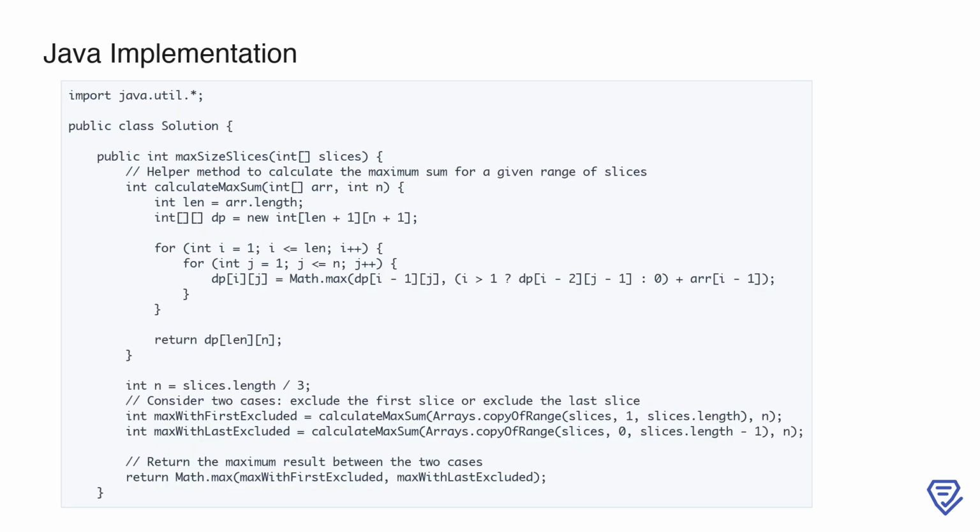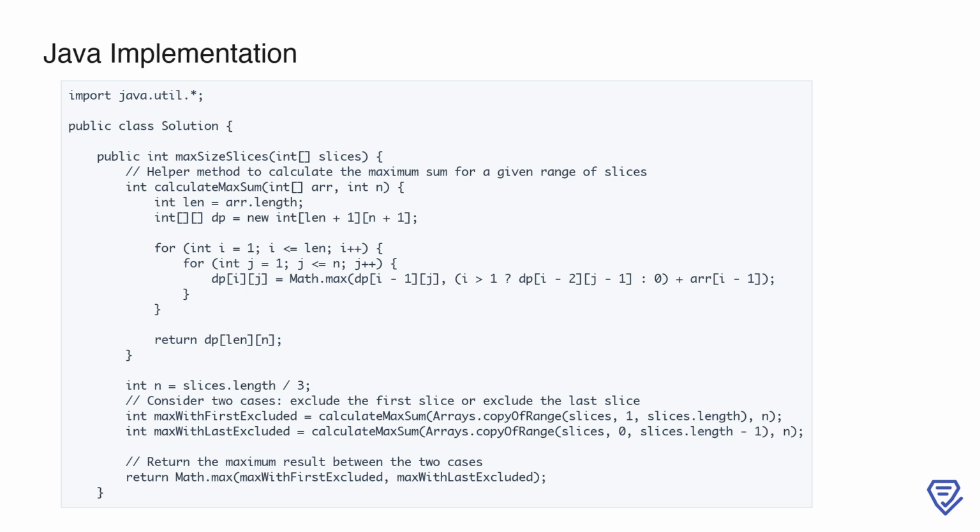Here, we start with the Java implementation of the solution to the pizza with 3n slices problem. The main method, maxSizeSlices, is designed to find the maximum sum of slices we can pick, adhering to the rules of the problem. To achieve this, we define a helper method called calculateMaxSum, which takes an array and a parameter n, the number of slices we are allowed to select. This method uses a dynamic programming approach. A two-dimensional array dp is created, where dp[i][j] represents the maximum sum we can achieve by selecting j slices from the first i elements of the array.